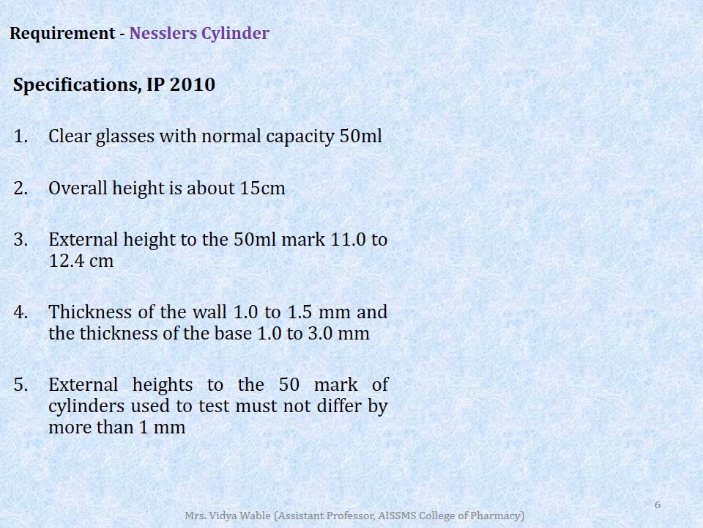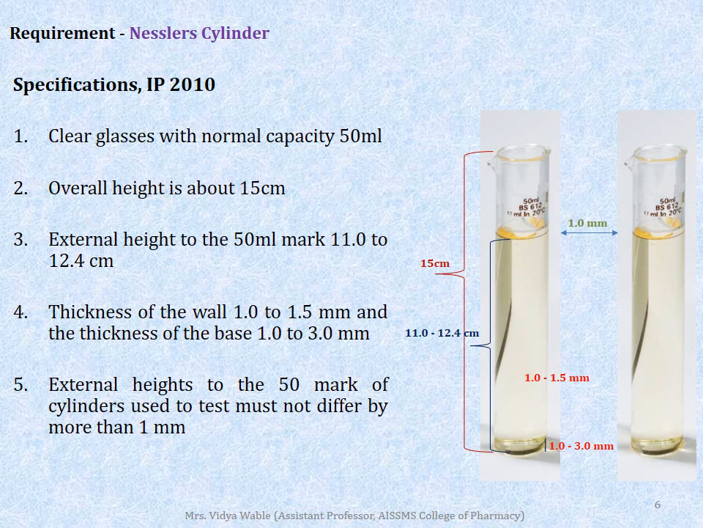Thickness of the wall should be 1 to 1.5 mm and thickness of the base should be 1 to 3 mm. The external height to the 50 ml mark of the cylinder used to test must not differ by more than 1 mm. So this is the diagram which gives you an idea about the measurements and the specifications of Nessler cylinder.